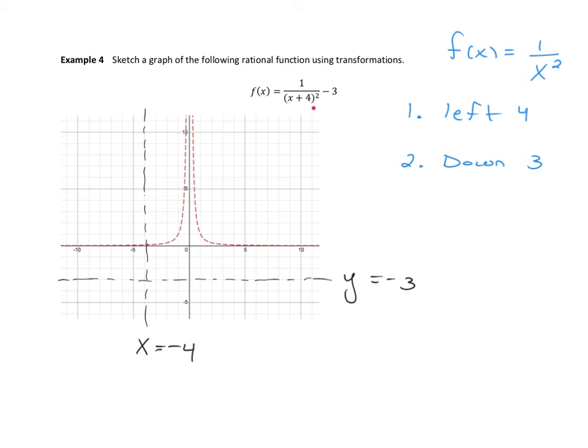Nothing else about this changes. There's no reflections, there's no stretching. That means the shape of this graph will follow these asymptotes. So I'll sketch that in now. I know on this side it's going to drop down and then go towards the asymptote. And then this will happen on both sides. So here's a rough sketch of what this will look like.